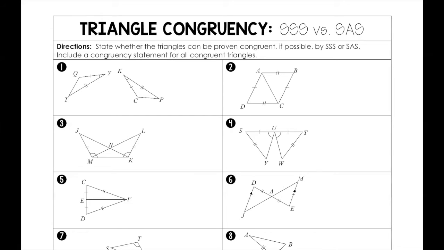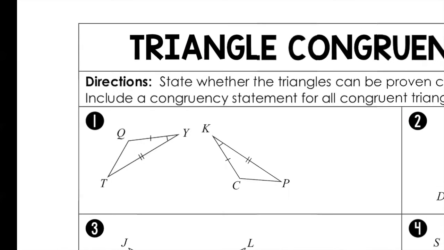All right, so for this first section, we're going to state whether or not our triangles can be proven congruent with side, side, side, or side angle side. If yes, we're going to write our congruency statement. If no, you just say not congruent and we're done. Y'all ready? All right, so number 1.